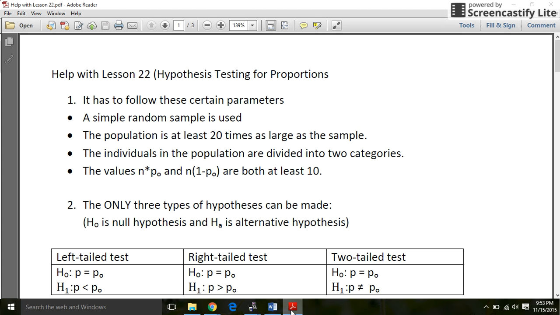Hi, we're going to keep going. So let's talk about lesson 22, which is hypothesis testing for proportions.